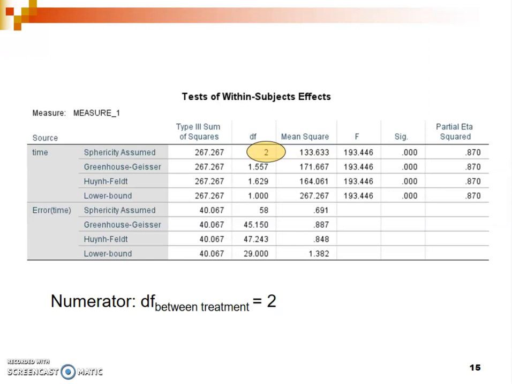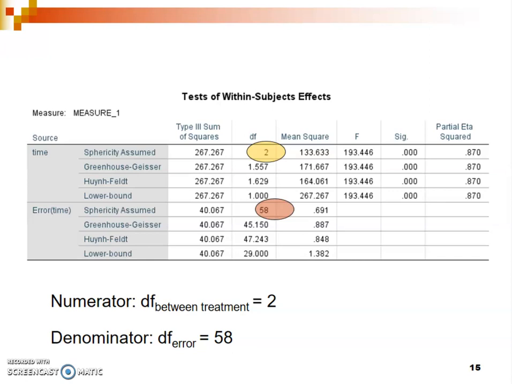Our denominator is going to be here where it says error in this output, and we'll just use that sphericity assumed row. Following that across, you'll see that your degrees of freedom for your error is going to be 58. So that is the denominator that we're going to use to look up our critical value in the F table.